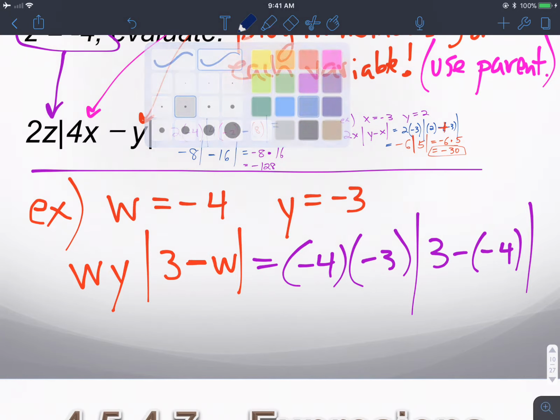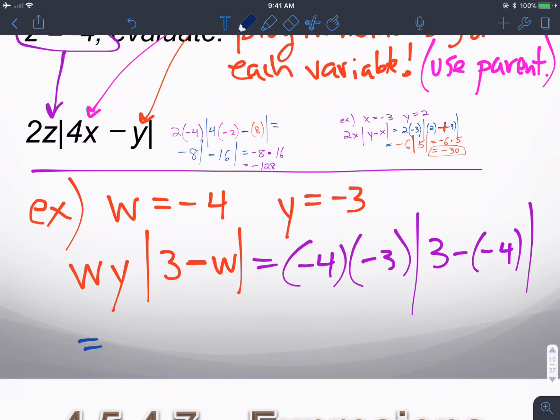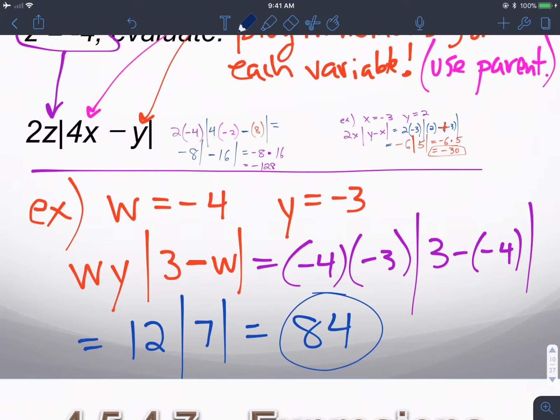Wait, I get confused with the minus negative 4 part. It's not negative 1. No, because the rule is two negatives is a positive. Yes, it is. Oh, so it's positive 7. All right, there you go. Hopefully you came up with 84.